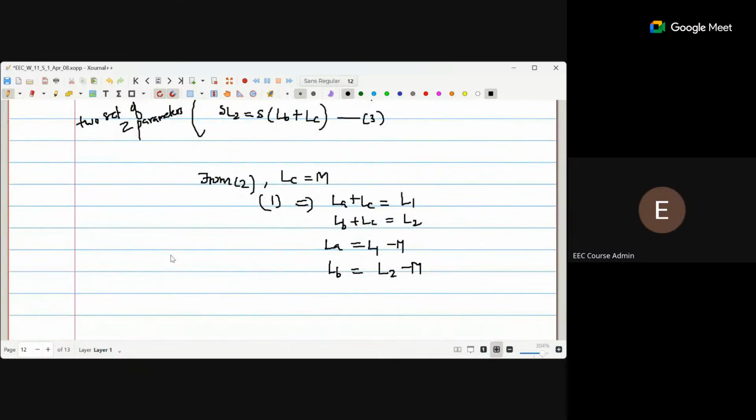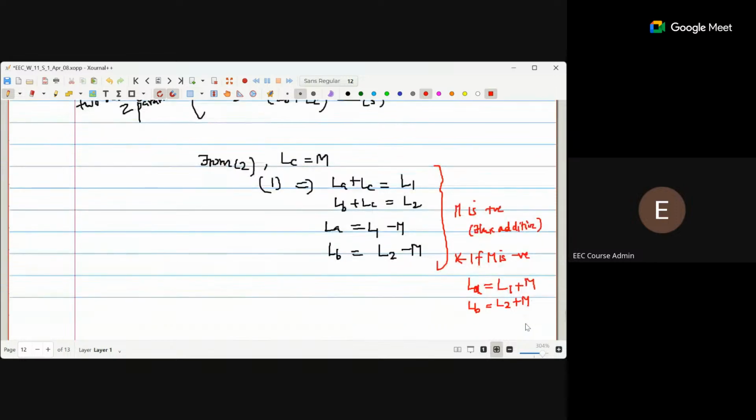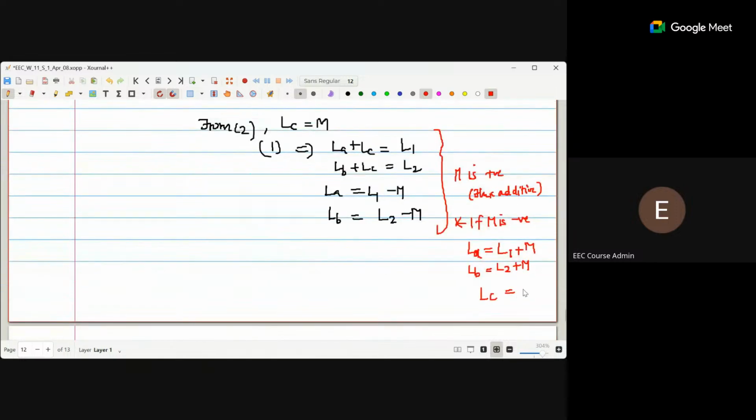So this is the case for M positive. If M is negative, LA will become L1 plus M, LB will become L2 plus M, and LC will become minus M.